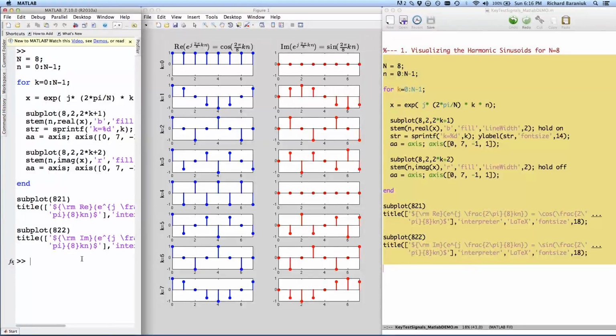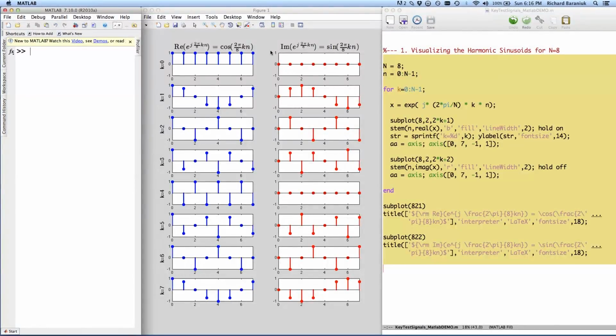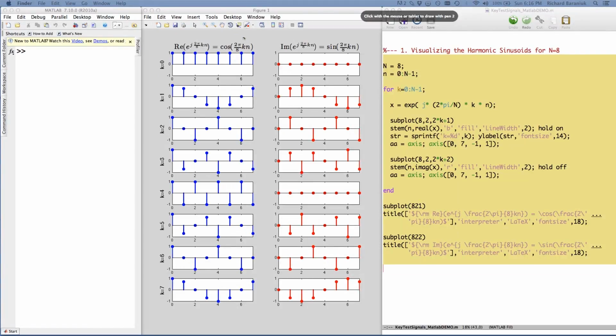So let's execute the program. And now let's look at our sine waves. The first thing we notice is on the left here, we're plotting the real parts of the complex sine waves, the cosine parts. And on the right side, we're plotting the imaginary components, the sine components. Each consists of 8 points in time. And vertically, in each plot, we're plotting a different k, k equals 0 all the way down through k equals 7.